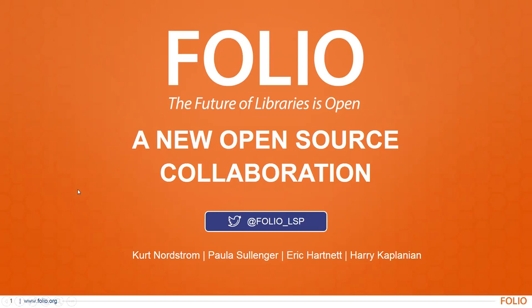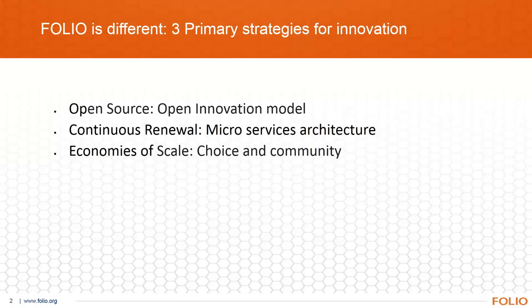Hello, everyone, and we will get started. So Folio is based on three primary strategies for innovation. And key, of course, here is that it's open source. The source code is available to everyone and anyone. It is currently today and will always be. It's available via Apache V2. And again, anyone that wants to can have access to it on GitHub.